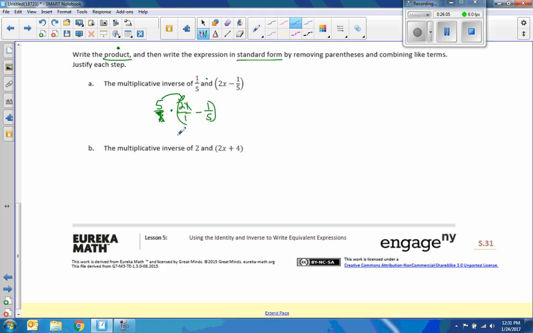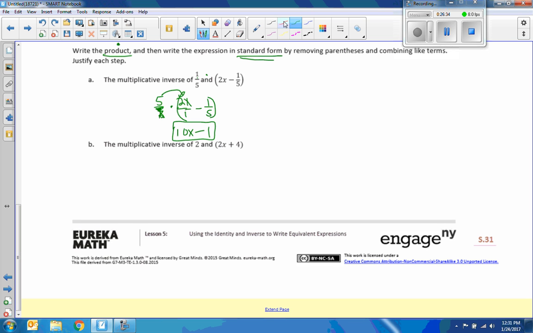5 times 2x is 10x, or 10x over 1 means the same thing. 5 times a negative 1/5, positive times a negative is minus, or negative. 5, which is 5/1, times its inverse is 1. So my answer is 10x minus 1. They are not like terms, so that is standard form. Okay?